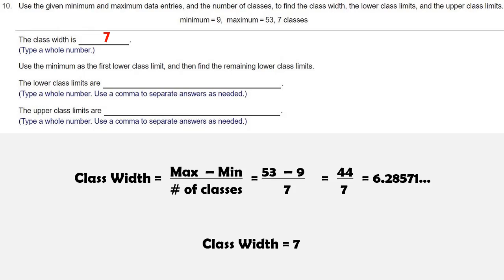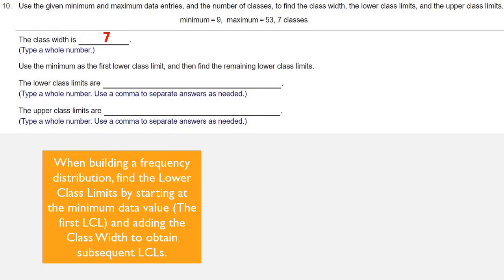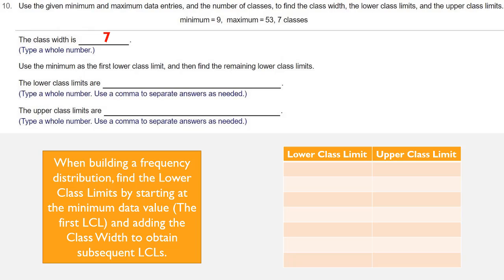Once we know that the class width is 7, we can find the lower class limits and the upper class limits. So when building a frequency distribution, you find the lower class limits by starting at the minimum data value, which is the first lower class limit, and adding the class width, which we just found out was 7, to obtain subsequent lower class limits. So I'm going to do this in table form here, where I have my lower class limits and my upper class limits. So my very first lower class limit is the minimum, which is stated above as 9. Then I add the class width of 7 to that.